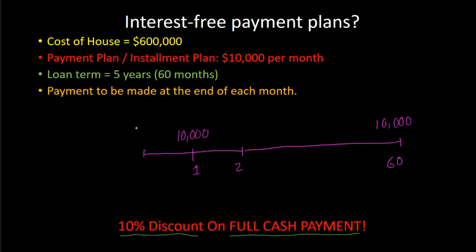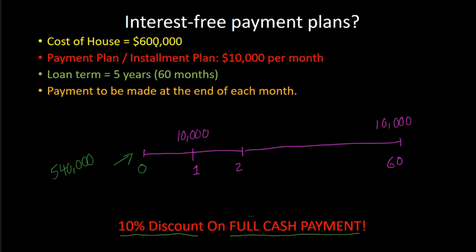Now that is interesting, because if you look at the way the payment plan is structured, at first glance, it may seem as if it's just $600,000 that is being spread out over 60 months. But if there is a 10% discount on full cash payment, what that means is that if you had the money, then here at time period 0, you would have just paid $540,000 to buy the house, right? Which is 10% less. It's $60,000 less than the price that is stated over here.